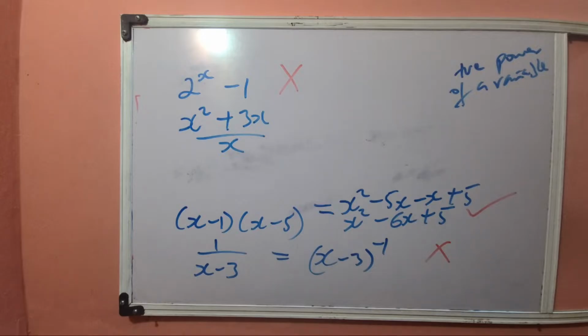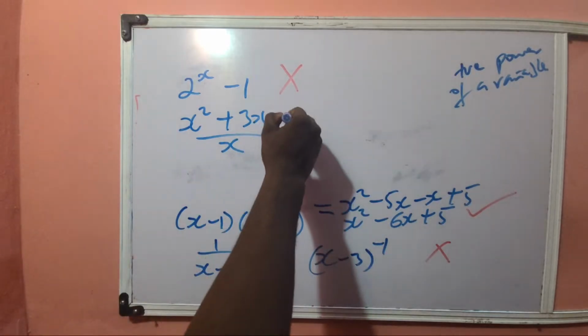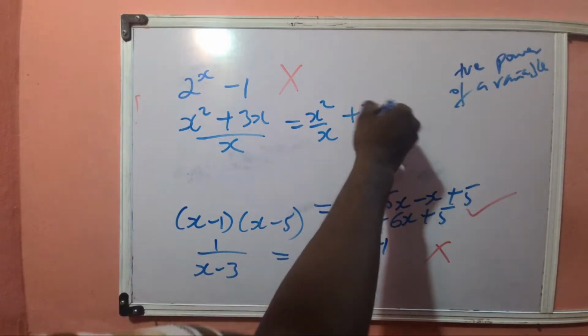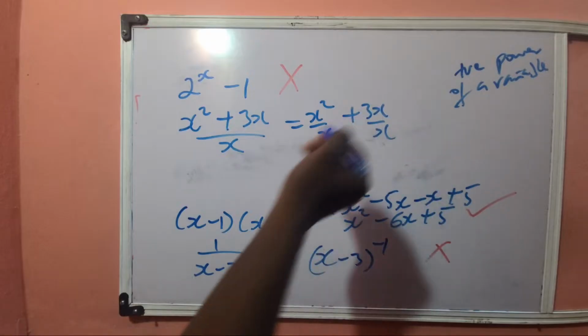When we have a question like this, what we have to do is to go on to try and dissolve it. So let's try and examine this. This is x squared over x plus 3x over x. What does this give me finally?